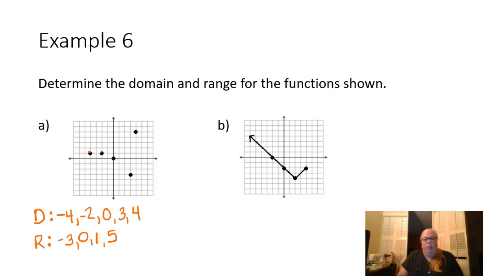Okay, for the domain, I noticed that there is an arrow on the end of this. And so that means this is forever going to be moving up and to the left. And since the arrow is on here, that means that the domain is going to go all the way back to -infinity. There is no leftmost point on this graph because of that arrow.